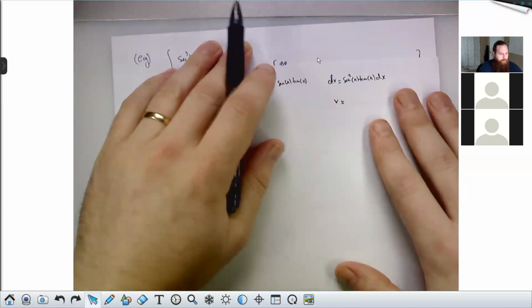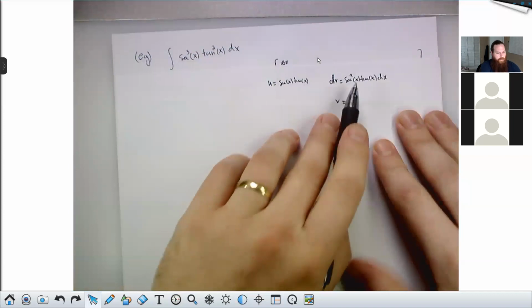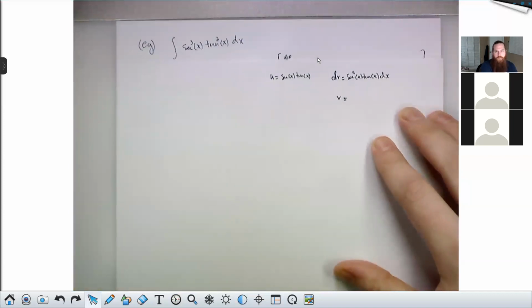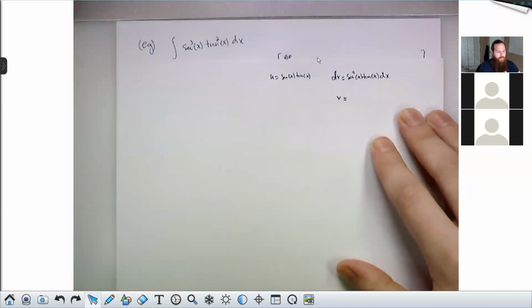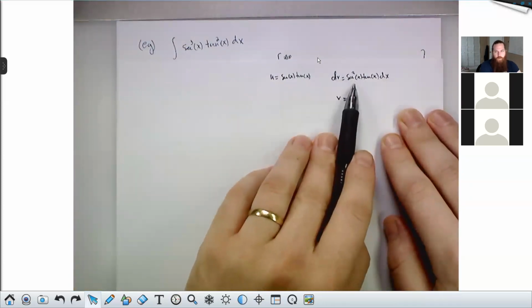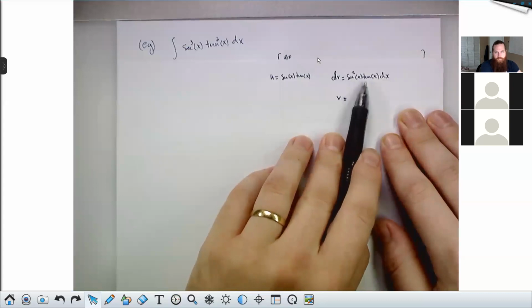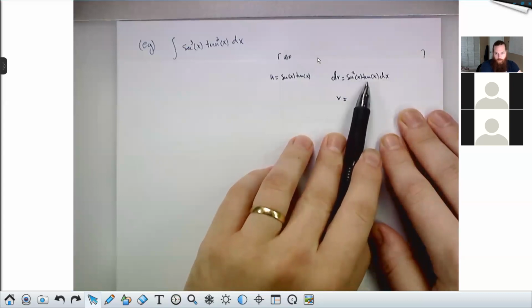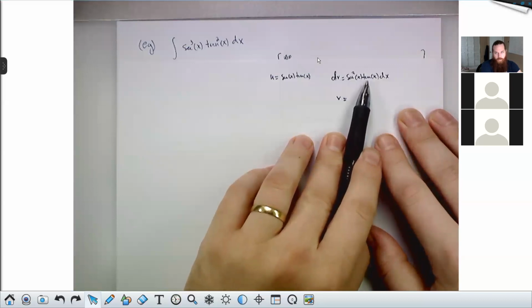So to pass from v to dv, I need to integrate secant squared times tangent. The way I would do that is by substituting z equals tan x. dz would then be secant squared x. So it would be z squared over 2, or 1/2 tan squared x.